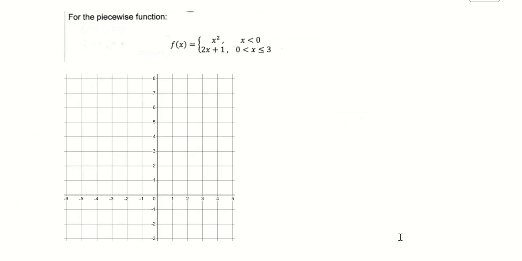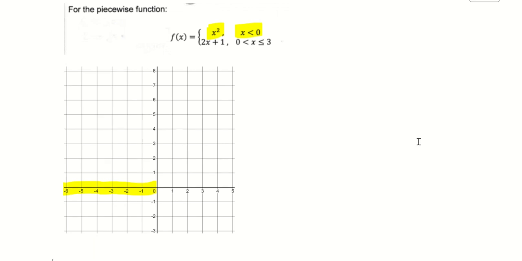The piecewise function is split into two different domains, and it has two different functions. What it's saying is the function is x squared for all x values less than 0. So all of these x values less than 0 are going to follow that top rule. And then the second rule, 2x plus 1, is going to be followed between 0 and 3. Anything bigger than 3, there's no function, and it's going to look different around that yellow part compared to the green part.